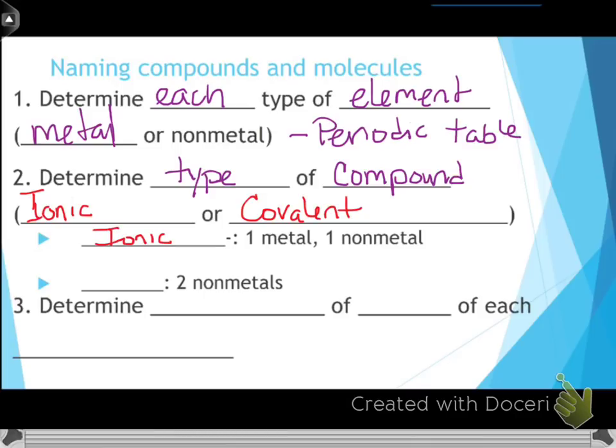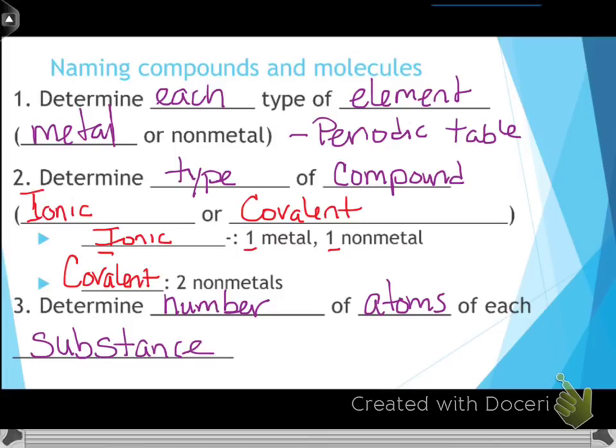If it is ionic, it has 1 metal, 1 non-metal. I like to think of the I looks like the number 1, and so that's how I remember it's 1 metal and 1 non-metal. And then covalent is 2 nonmetals. You're going to determine the number of atoms of each substance. So that's how you name compounds and molecules.